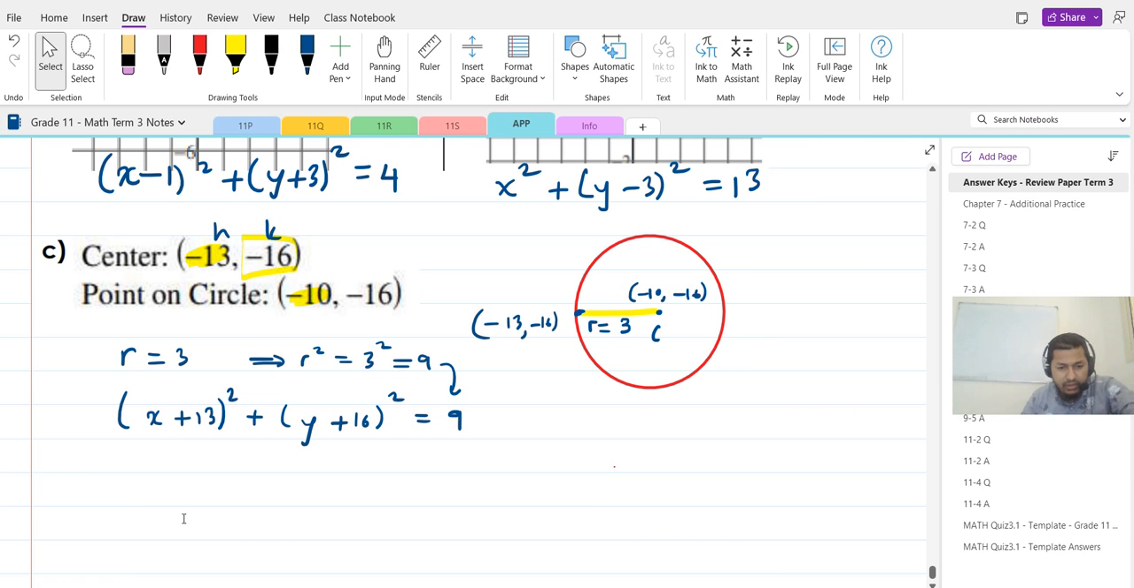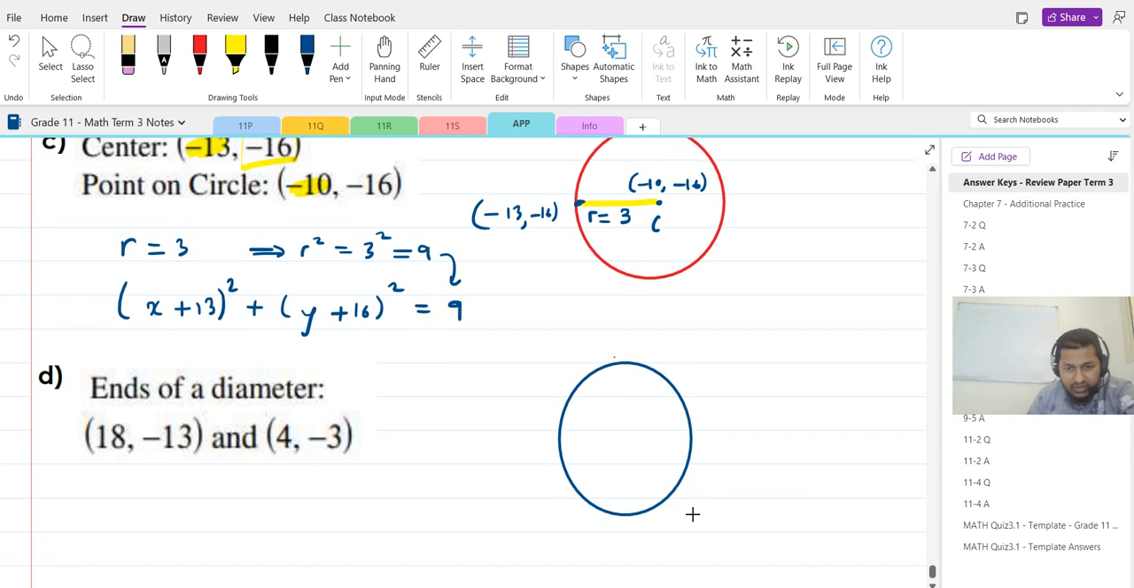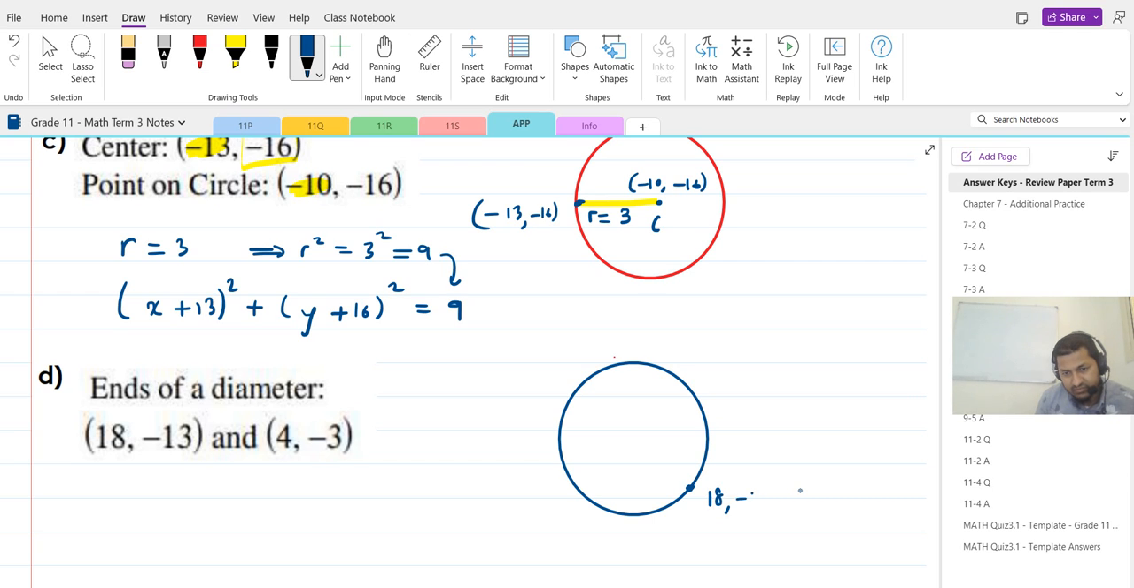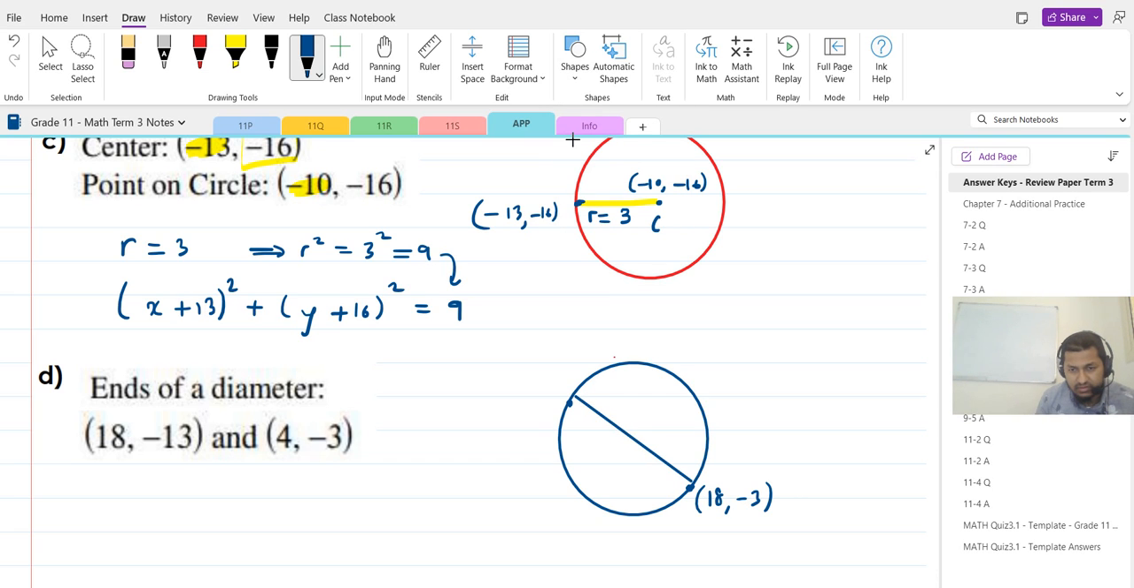So we have a problem here where they just gave us the ends of the diameter. We'll draw a circle, a picture diagram, and we can see 18 and negative 13 is more towards this side, and 4 and negative 3 will be more towards this side. So this is the diameter. Let's find the distance of the diameter, and then if we divide it by 2, we'll get the radius.